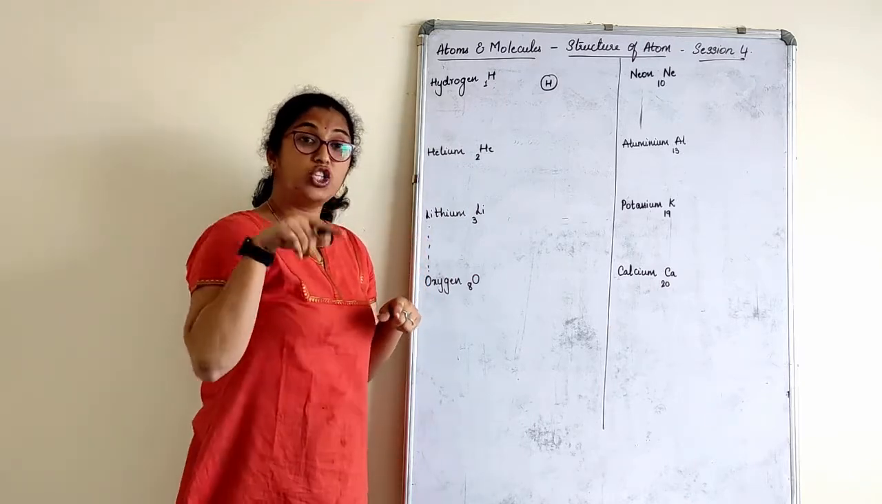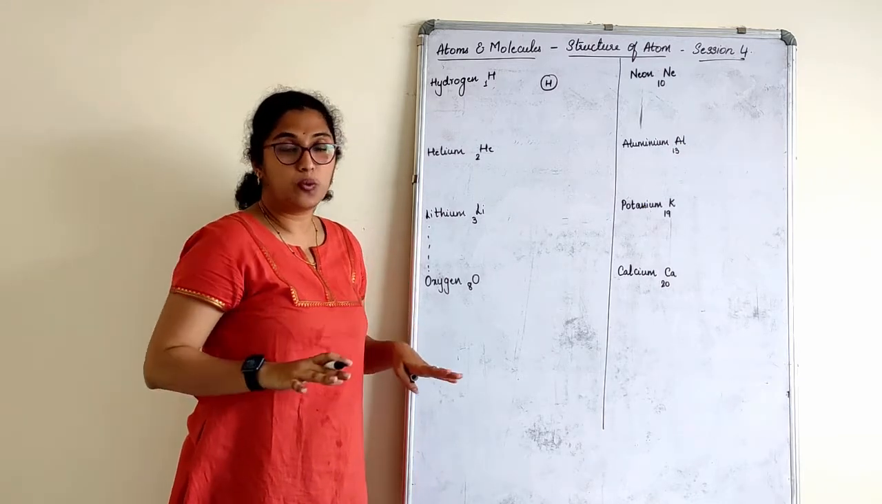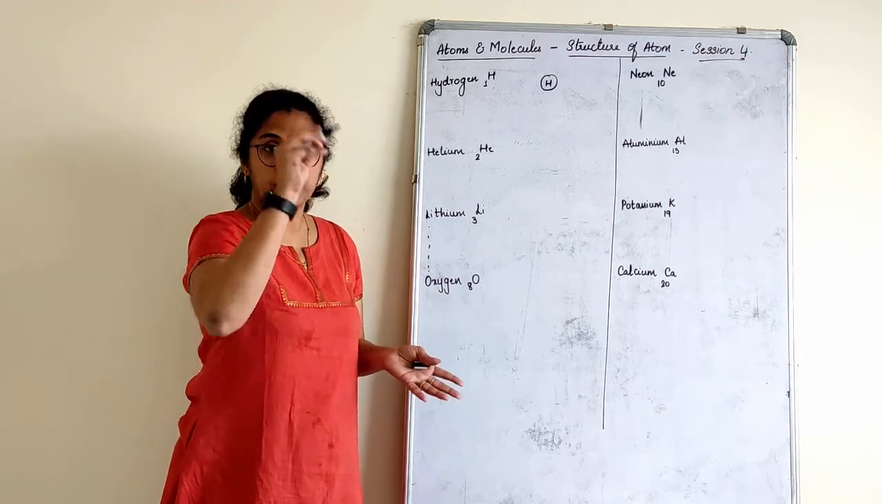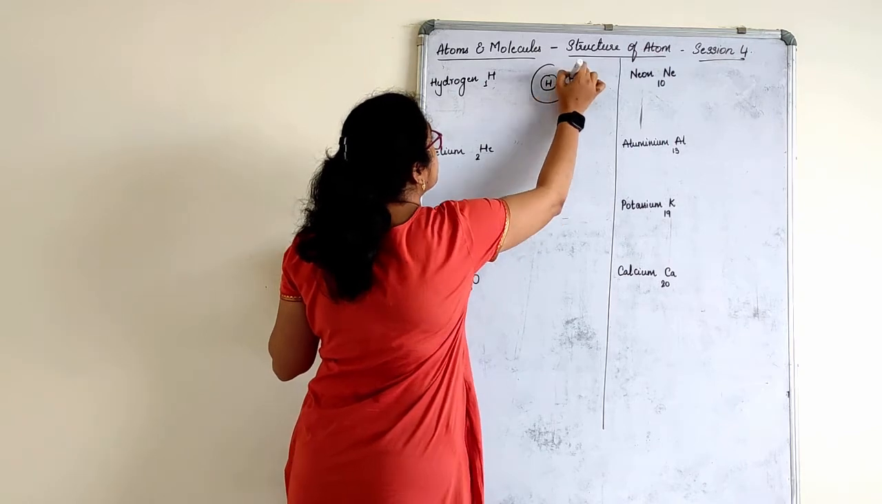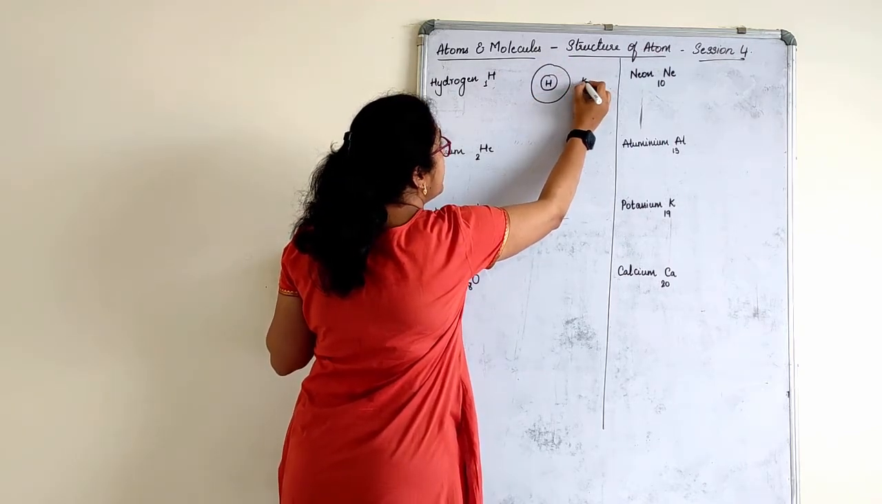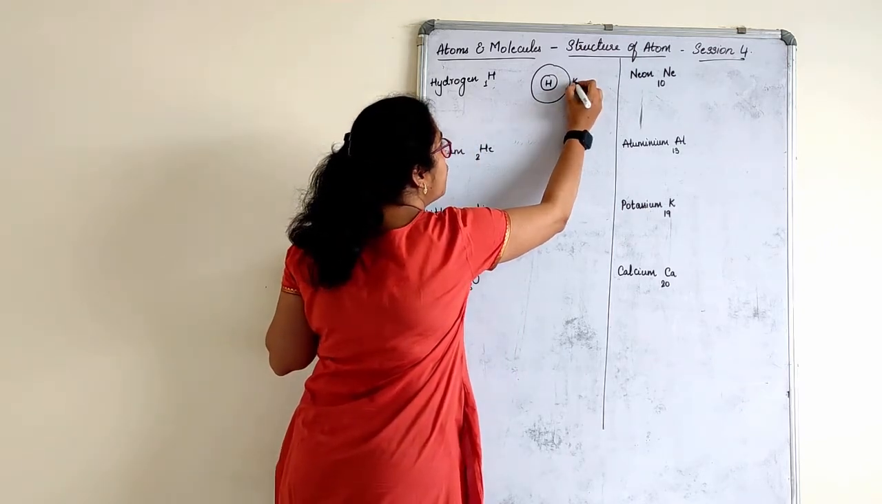Then we should draw the shells. Now how will you draw the shells? A rough hand will not work here. This should be done using a compass only. Circles. So the first one. Which shell is this, children? K shell. Please mention that it is the K shell. You can mention K wherever you want, in small, big or whatever.